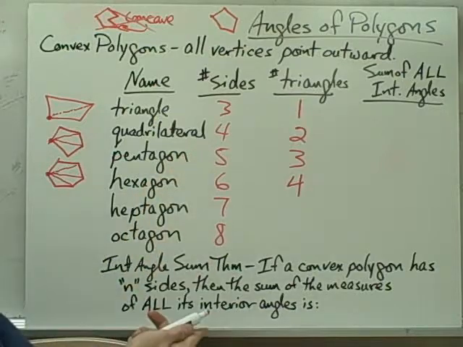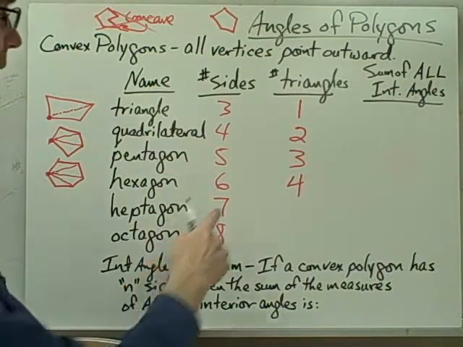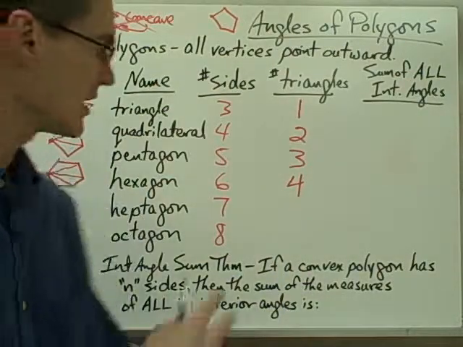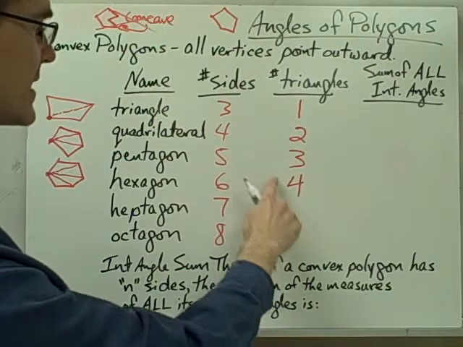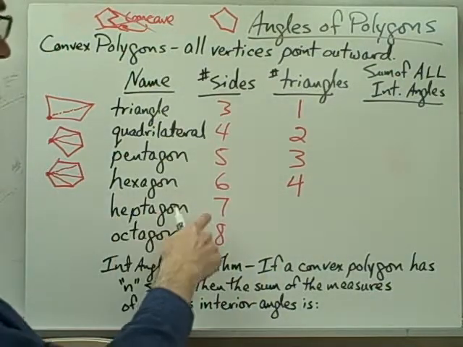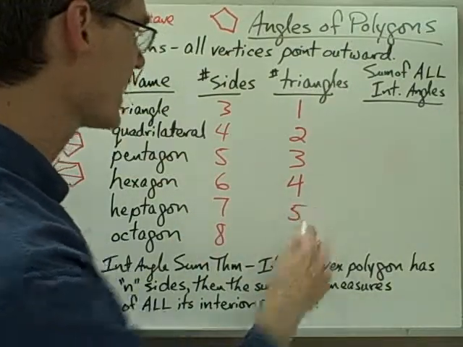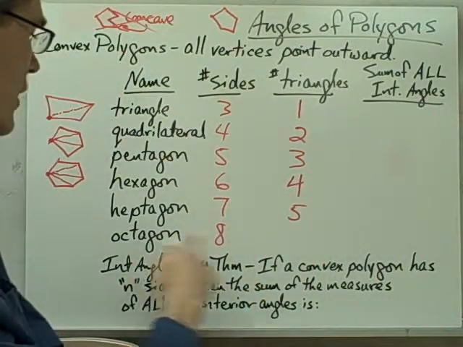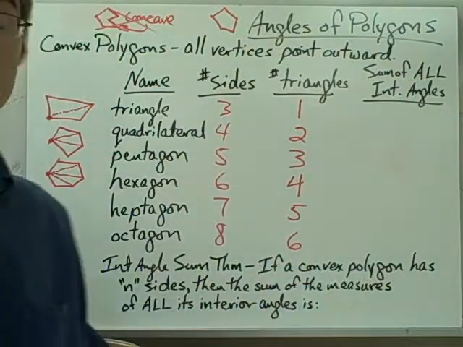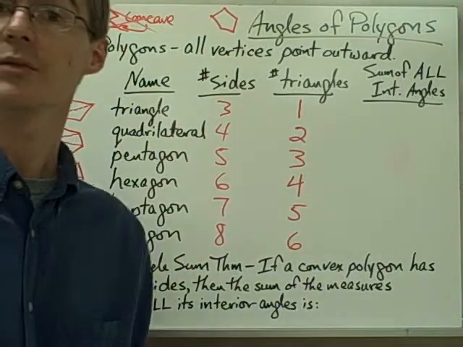And you might be able to see where this is going. For each one of my convex polygons, the number of triangles that I can divide that convex polygon into, it's always 2 less than the number of sides. So I could draw a picture of a heptagon with 7 sides, and for a heptagon, I'm going to be able to divide that into 5 triangles. For an octagon, I'm going to be able to divide that into 6 triangles, and you could go on and on and on for however large a polygon you wanted to make.